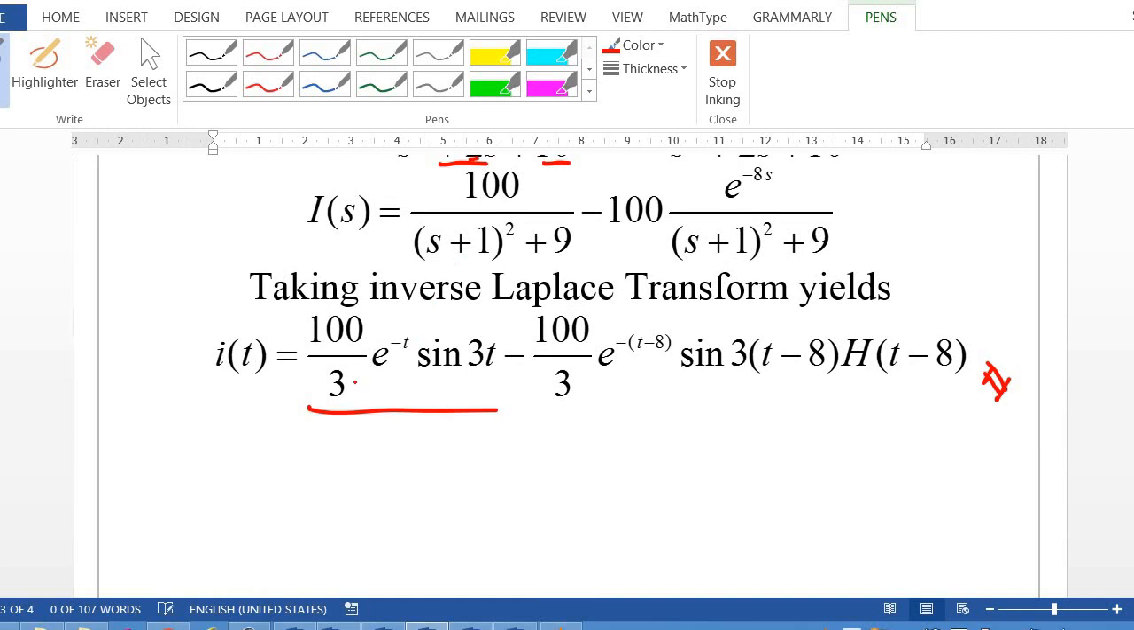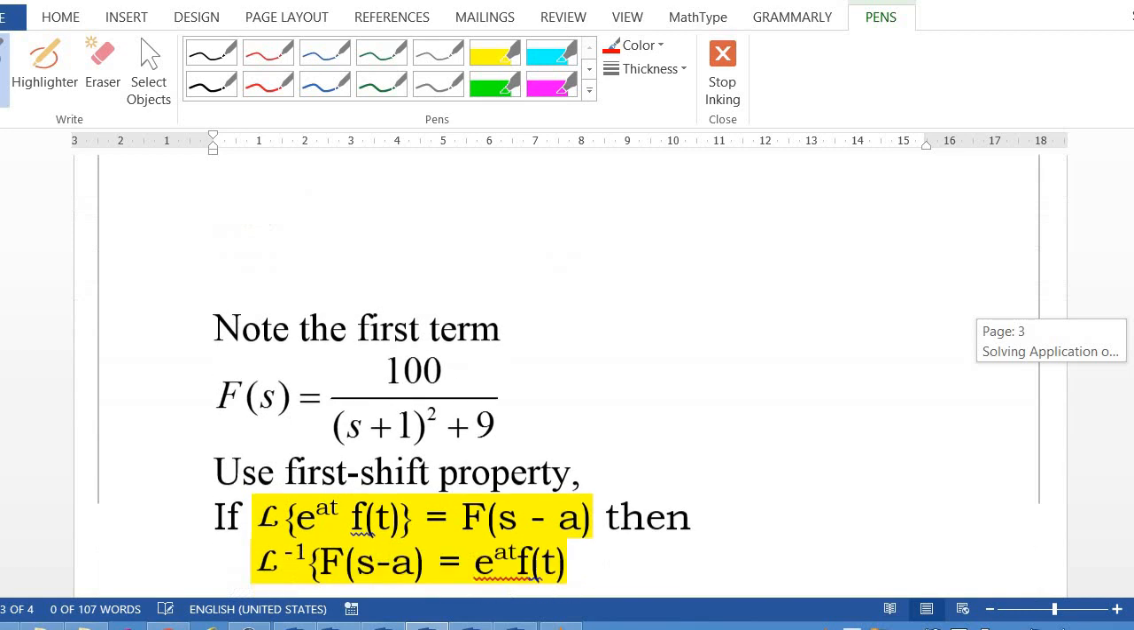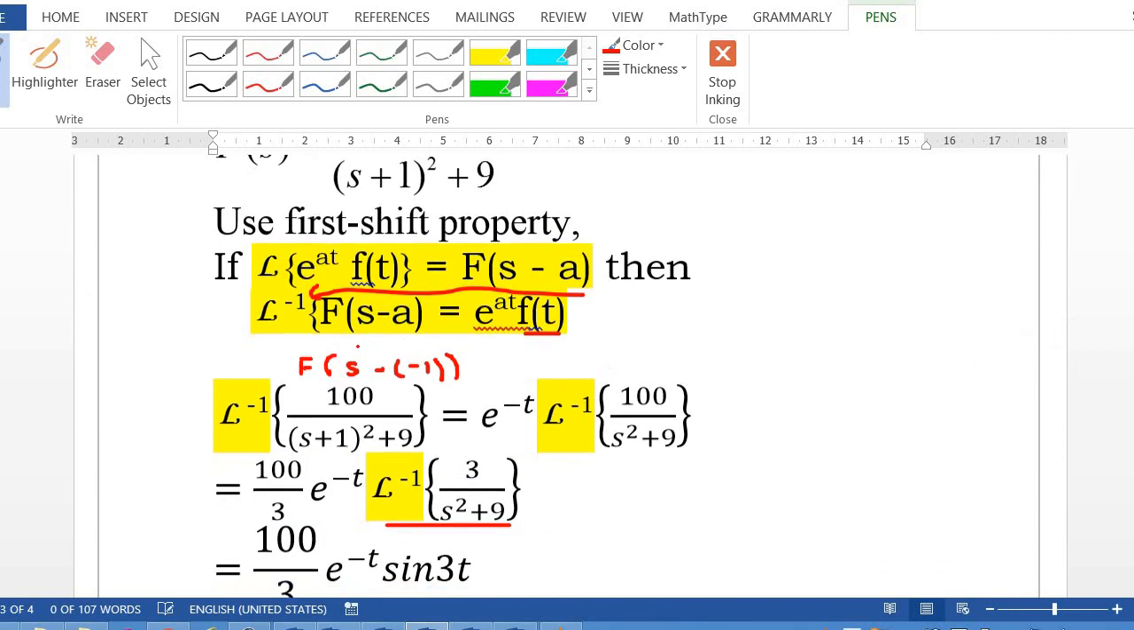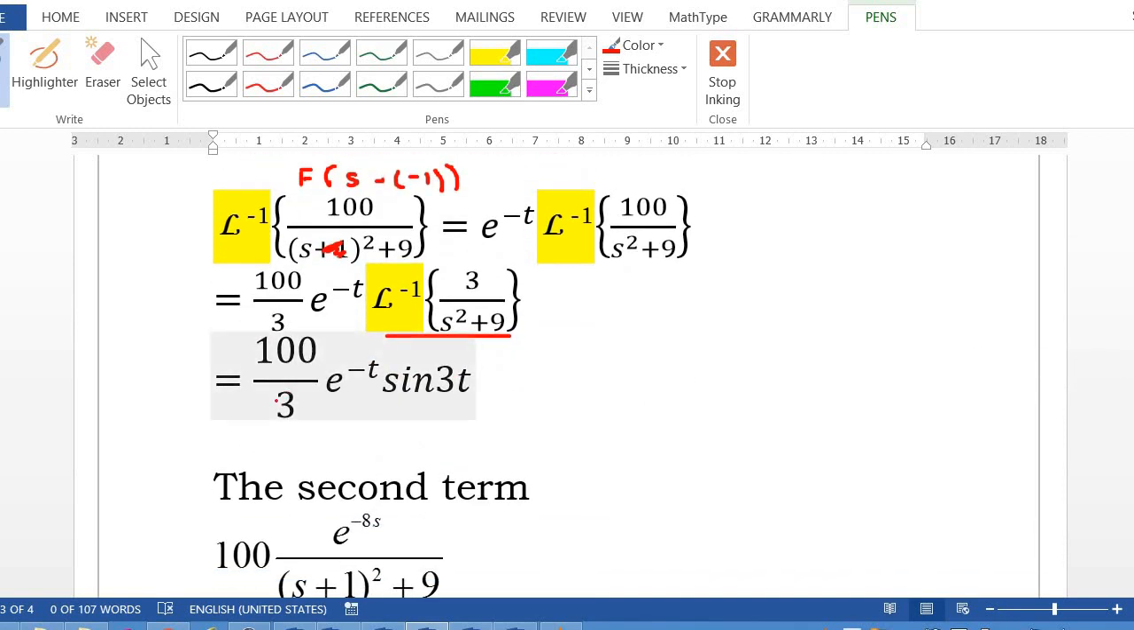Okay, 100 over 3 e to the negative t sin 3t, which you obtain using the first shift property. The inverse Laplace transform of F(s minus a), in this case F(s minus negative 1), gives the result e to the negative t times f(t). Here f(t) is the inverse Laplace of your F(s), so s plus 1 changes back to s. Then the inverse Laplace of 100 over s squared plus 9 gives you sin 3t over 3.